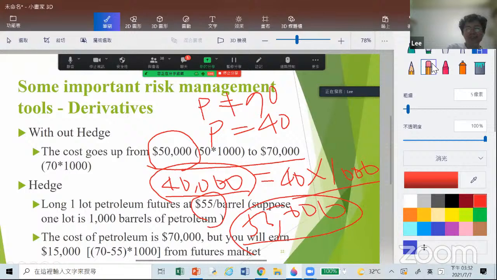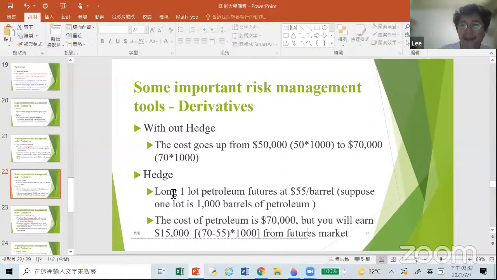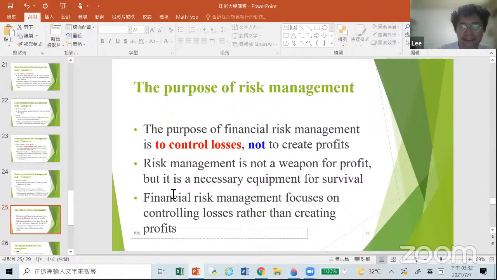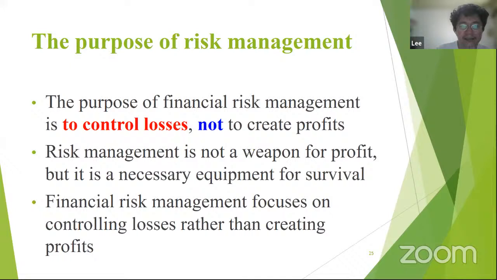Okay, so hedge is not going to help you to increase your revenue. It's not always able to help you increase the revenue. It is just trying to help us to fix the cost, to fix the revenue, to reduce the fluctuation. Okay, so I think this is very, very important. If one day you work in a department of management, you have to tell your boss, hedge is not going to help us to increase the profit. It's not to create a profit. We just try to reduce the fluctuation.